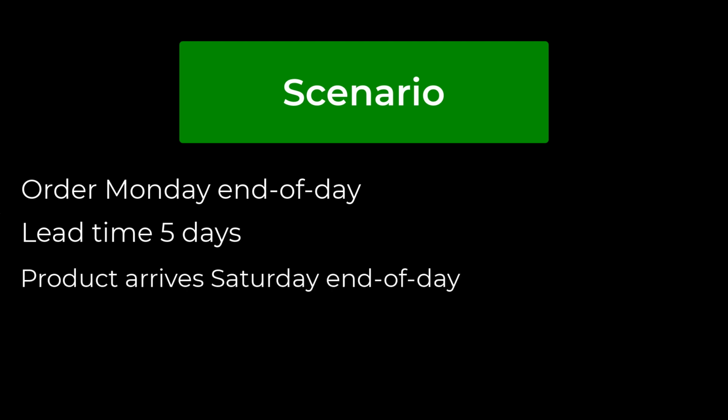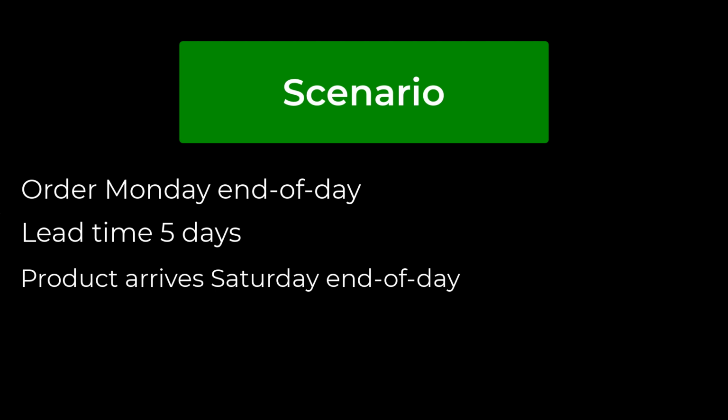Suppose you order weekly, at the end of the workday, let's say Monday evening. When will the product arrive? Suppose your lead time is 5 days. The product will arrive and be ready to sell, meaning you received it, stocked it, labeled it if necessary, at the end of the day on Saturday.